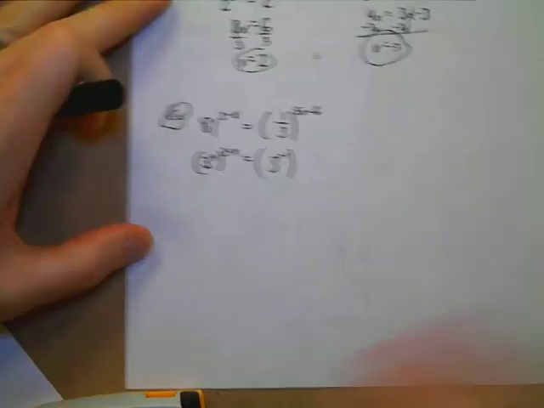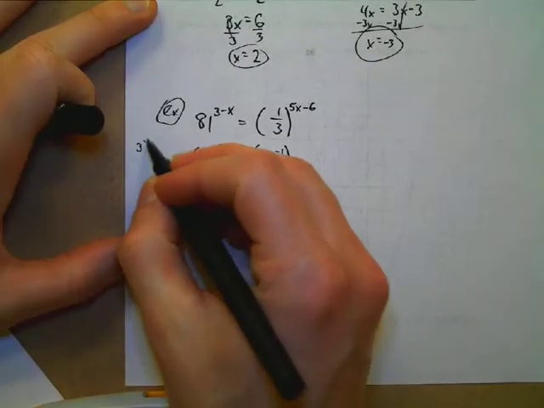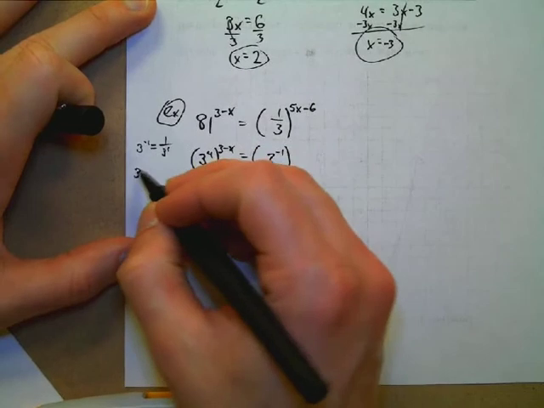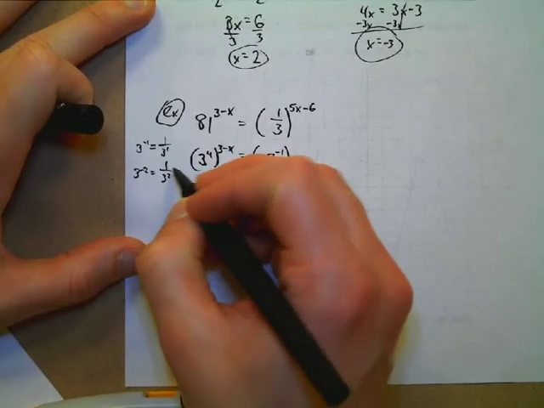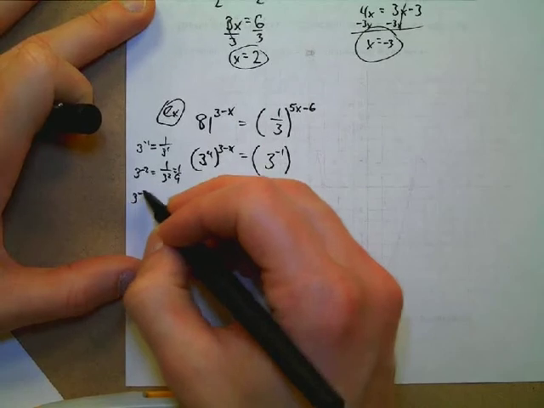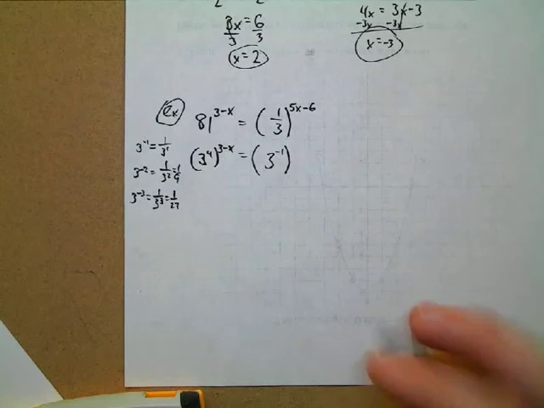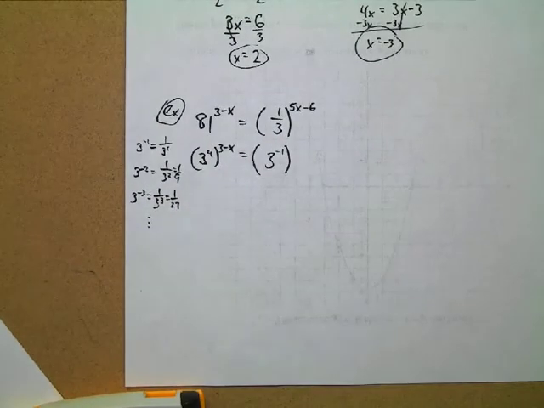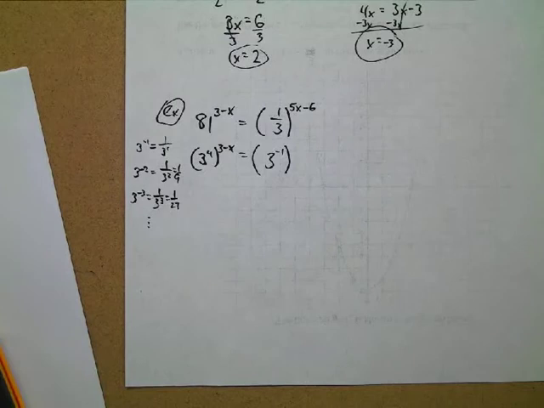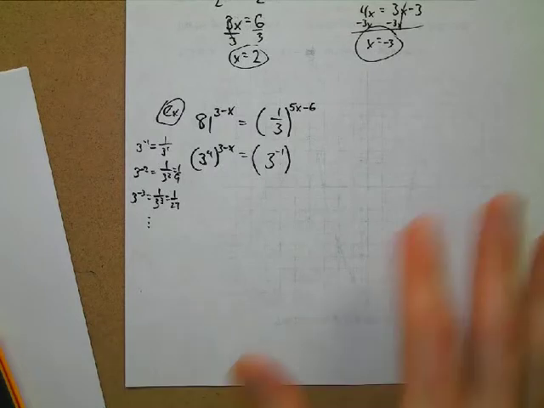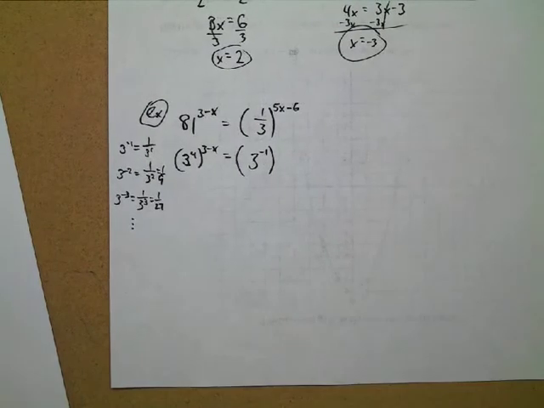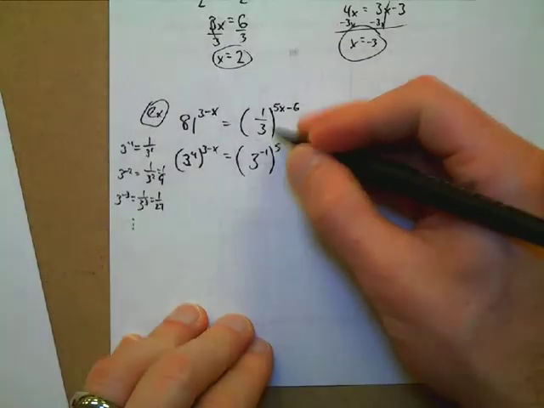I'll write that over here on the side. 3 to the negative 1 is the same thing as 1 over 3 to the 1. 3 to the negative 2 is the same thing as 1 over 3 to the 2, or 1/9. 3 to the negative 3 equals 1 over 3 to the 3rd, or 1/27, and so on and so forth. So, that's what we have. 1/3 is 3 to the negative 1.